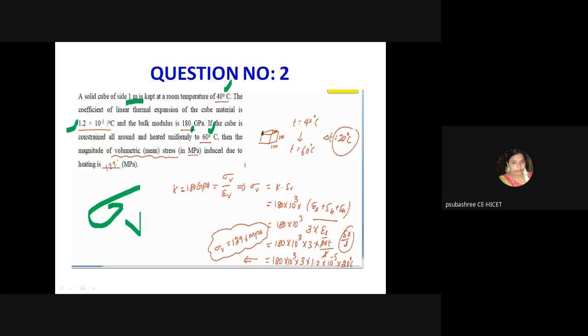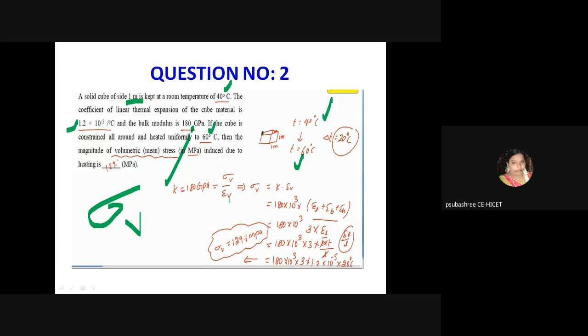So what are the given data? The temperature: you should first find the change in temperature. T1 is equal to 40 degrees Celsius and T2 is 60 degrees Celsius, so the change in temperature, 60 minus 40, is equal to 20 degrees Celsius. The cube side is 1 meter. The bulk modulus K is equal to 180 gigapascal. And the alpha value is equal to 1.2 into 10 power minus 5 per degree Celsius.